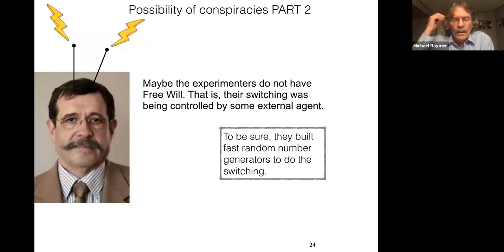So they took the people out of the equation, and they built fast random number generators to do the analyzer switching. So now there's no question about the people making free will choices. Now, how do you build a fast random number generator? Do you remember how that was done?